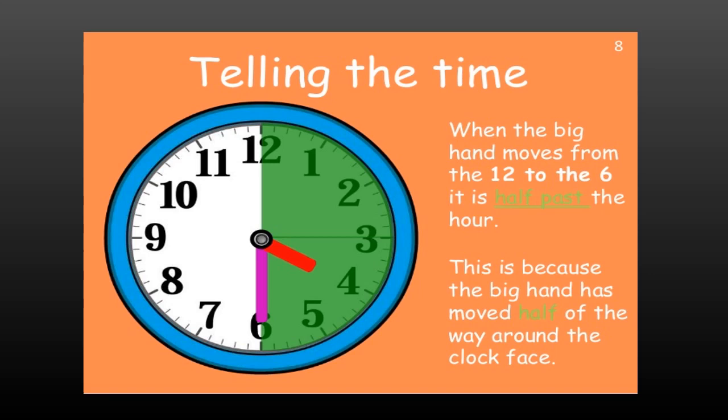Alright, let's see when the big hand moves from the 12 to the 6. So it is half past the hour. Which hour? As the short arm points to. So, for example, in this clock, it is half past 4. This is because the big hand has moved half of the way around the clock face.